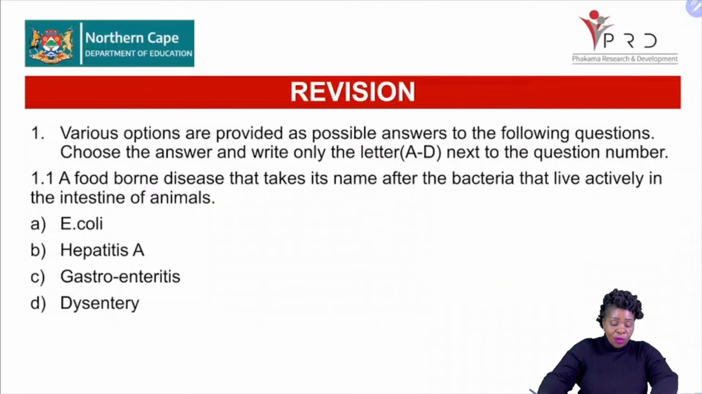So the question 1.1 says a foodborne disease that takes its name after the bacteria that live actively in the intestine of animals is A. E. coli, B. Hepatitis A, C. Gastroenteritis, and D. Dysentery. Right, let's answer 1.1, then we can move on to our question 1.2.